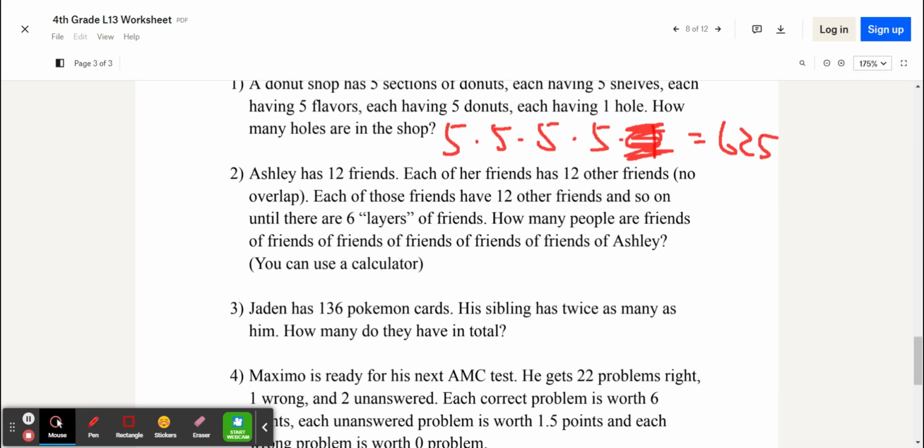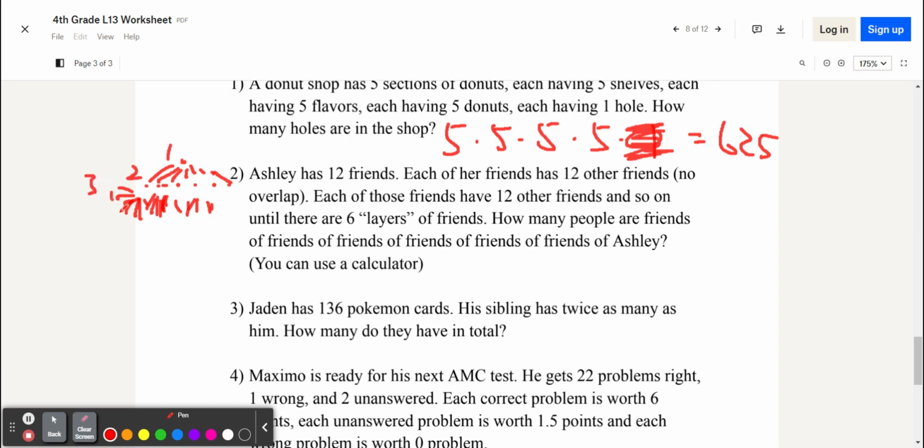Ashley has 12 friends. Each of her friends has 12 other friends. No overlap. And each of those friends has 12 other friends, until there are 6 layers of friends. And by that I mean there's Ashley, and then she has her friends, like that. And each of her friends has another 12 friends. And that's a lot of friends. And it goes on. So this is 1 layer, this is 2 layers, this is 3 layers, and then this is 4 layers, and so on until there are 6 layers.